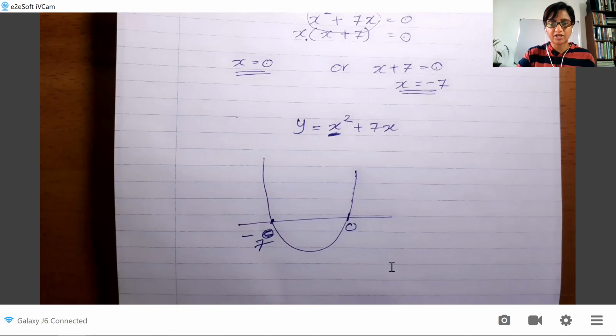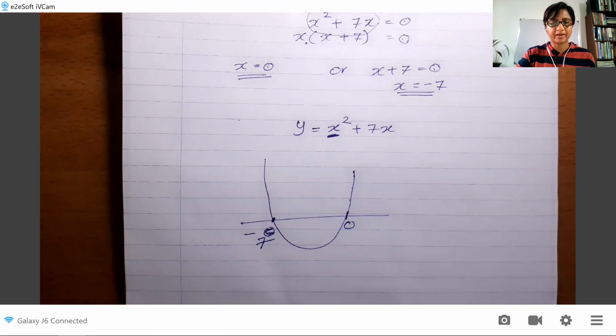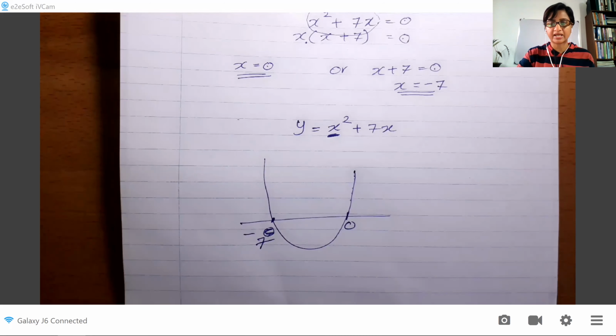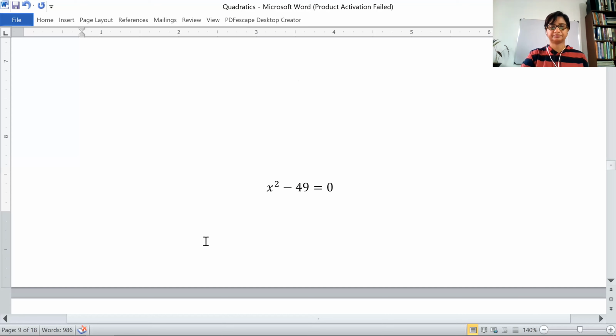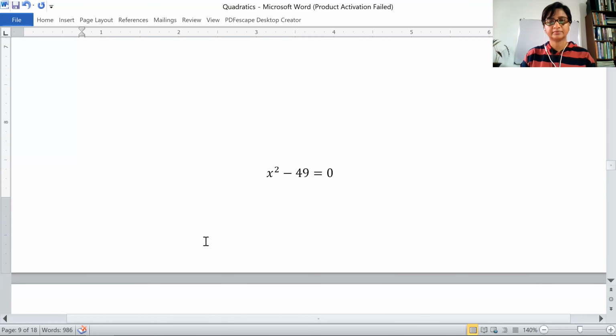Okay, let's now, I think we will do one more where the factorizing is, this one. Example 3.